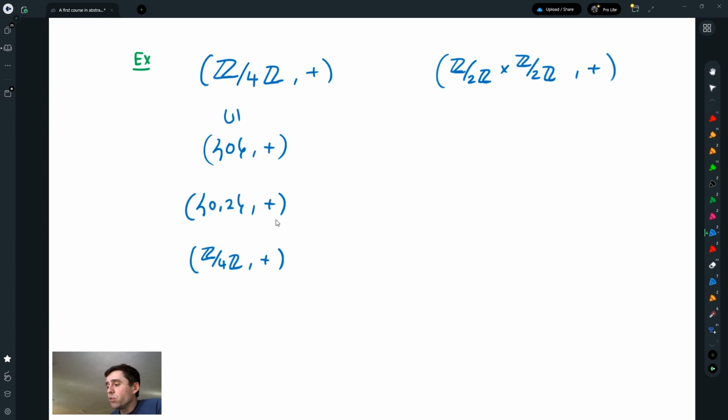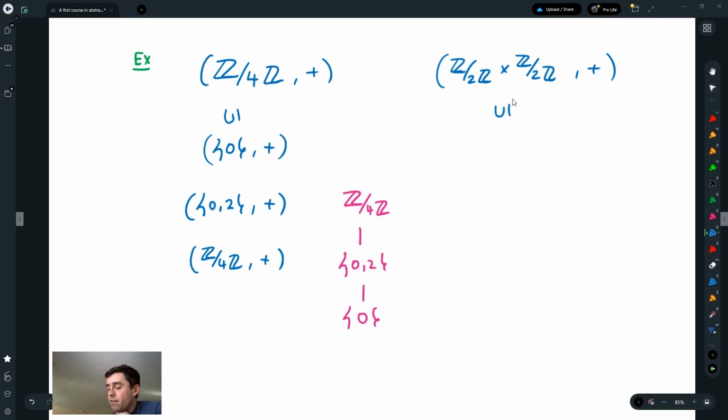Now, what are the possible subgroups in here? Well, by the way, let me actually draw this as what, as I said, a lattice. I have Z modulo 4Z. Then I have the subgroup with just 0 and 2, and then the trivial subgroup. So these are all the subgroups of Z modulo 4.